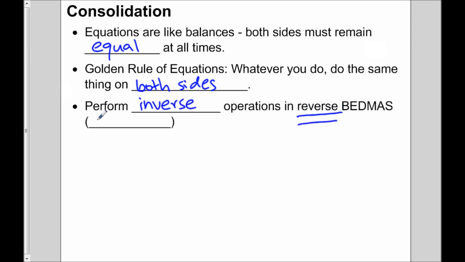Okay, so let's write BEDMAS backwards, which is SAMDEB. Okay, so don't forget SAMDEB when you're solving an equation.